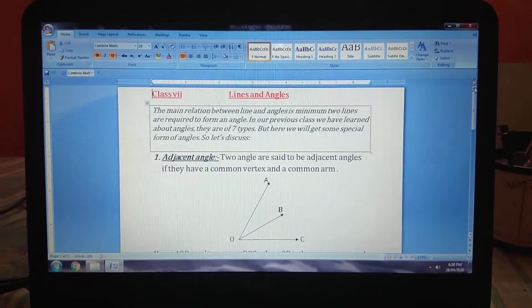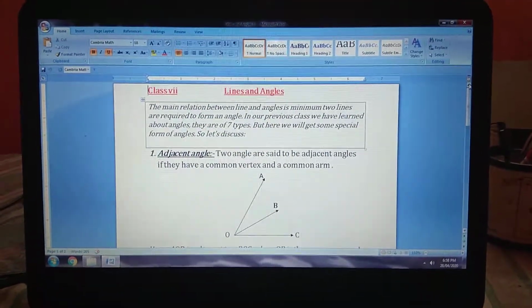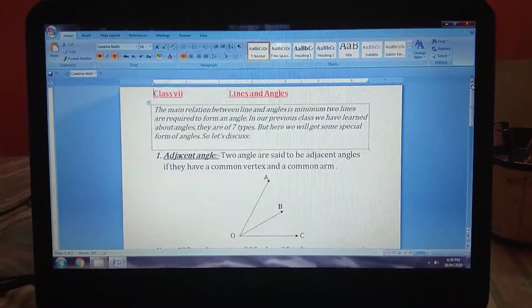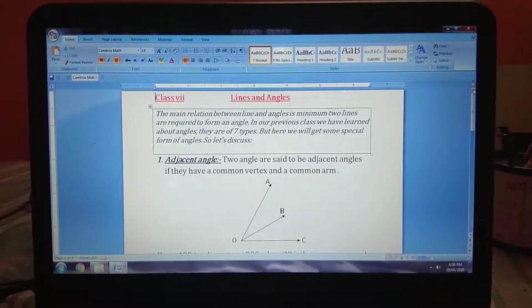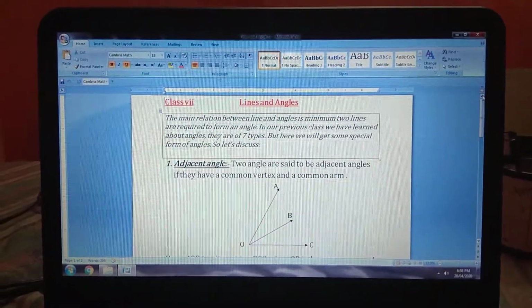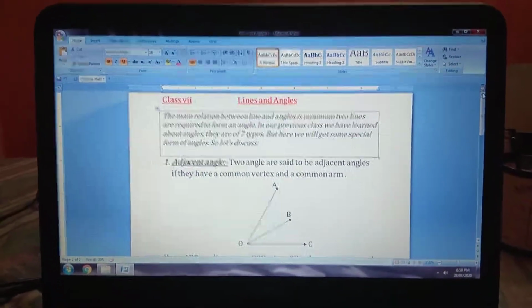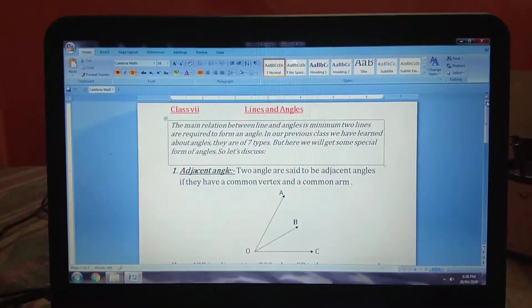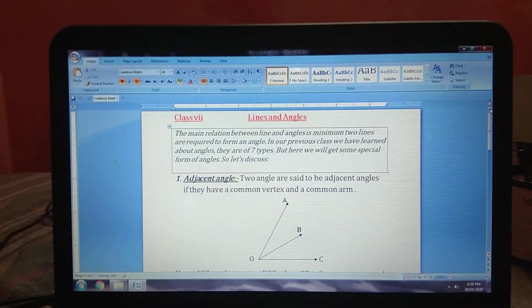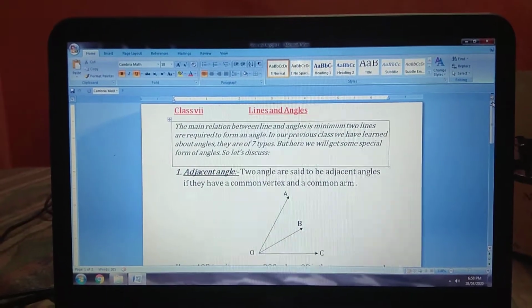So we have completed the first chapter for our periodic test 1 syllabus, that is integers. Now we are going to start with the next chapter, that is lines and angles. This chapter is totally related to geometry. So before going to the chapter, we have to know some basic information about lines and angles. So please have a look at them.